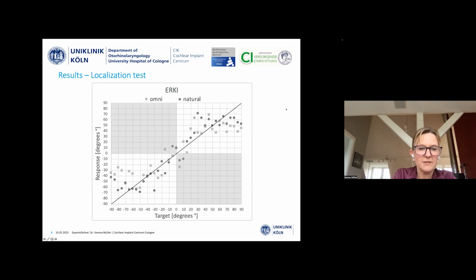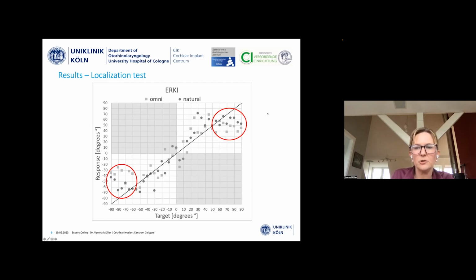For the localization tests, you can see here on the x-axis the target degrees from -90 to +90 degrees, and on the y-axis you can see the responses. What would be good is if all the points were on the diagonal. And we were quite surprised that it was quite good for the front, around -50 to +50 degrees. It was okay. But when you look at the sound localization at the sides, that was not so good, but that was for both, for the omnidirectional and for the natural mode. But it seems there is a difference.